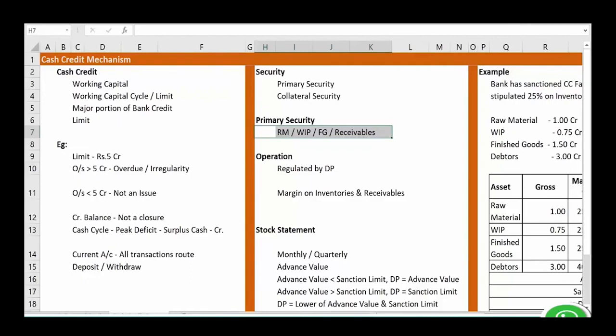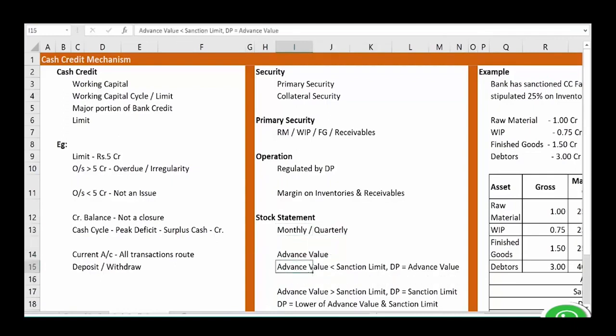Even though the limit is sanctioned based on working capital cycle and available securities, operation of the cash credit facility is regulated by drawing power. It means at the time of sanctioning the cash credit facility, the bank may stipulate a margin on inventories and receivables, and only the amount net of margin will be permitted to be drawn from the facility. This is achieved by insisting on something known as a stock statement. That is, the borrower should submit a stock statement at mentioned intervals, which may be monthly or quarterly, and the bank will arrive at advance value first. This advance value will be compared with the sanction limit.